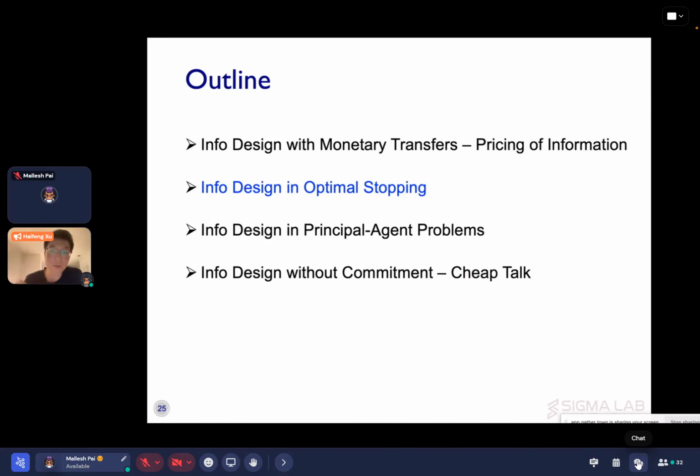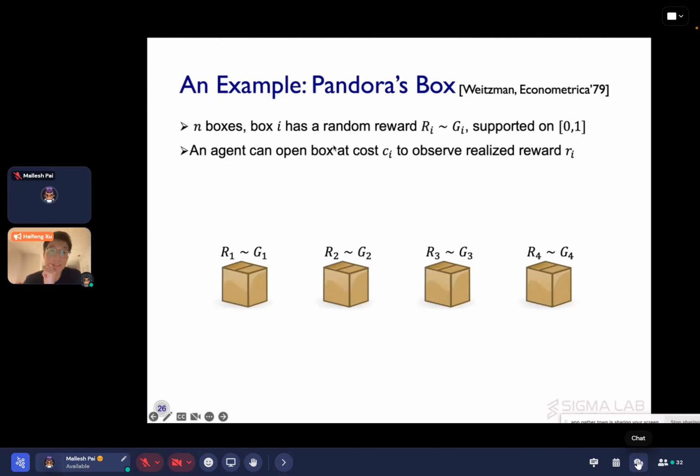There were many examples in this domain. I guess different people have their own favorite problem, but one of my personal favorites is the so-called Pandora's box problem. It is an example of an optimal stopping problem. I like it because it's really simple and easy to understand. So what is the Pandora's box problem?